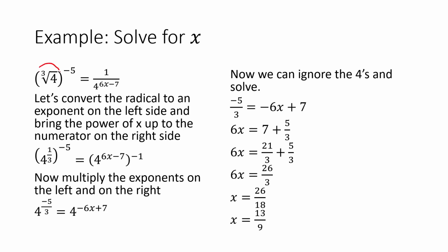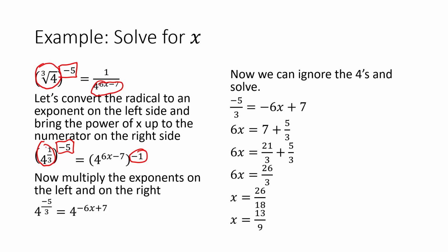The third root of 4 is the same as 4 to the 1/3, and we're still raising it to the exponent of -5. Now, 1 over 4 to the exponent 6x minus 7 is the same as 4 to the exponent 6x minus 7 raised to the exponent -1. So this is where knowing your laws of exponents from grade 9 really helps.